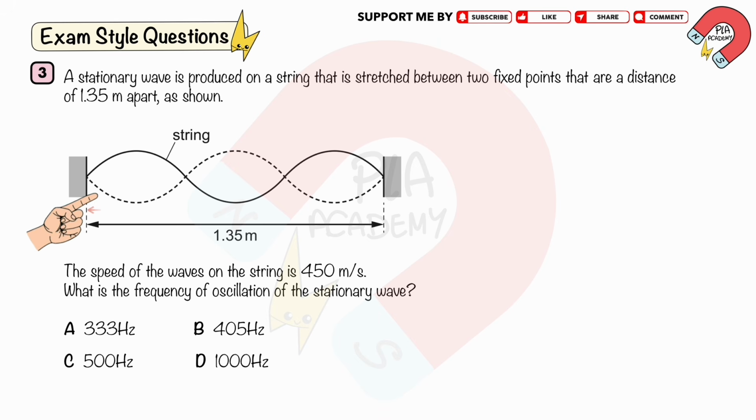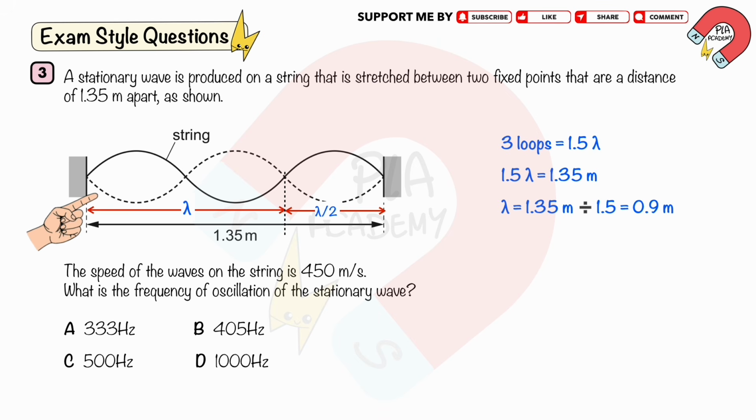The standing wave has three loops, which corresponds to 1.5 wavelengths. So, 1.35 meters equals 1.5 wavelengths. This means one wavelength is 1.35 meters divided by 1.5, which is equal to 0.9 meters.